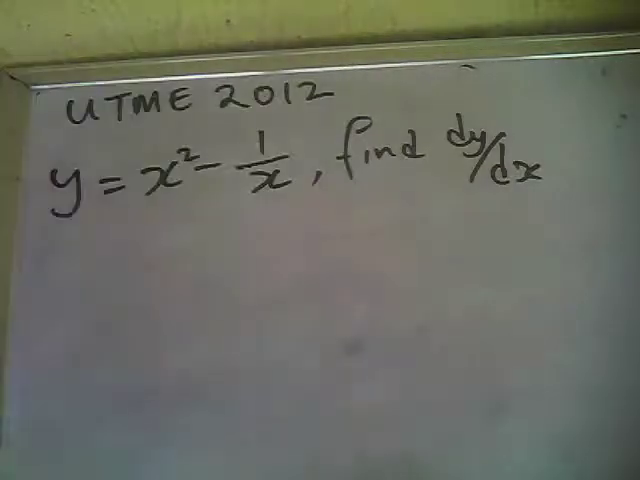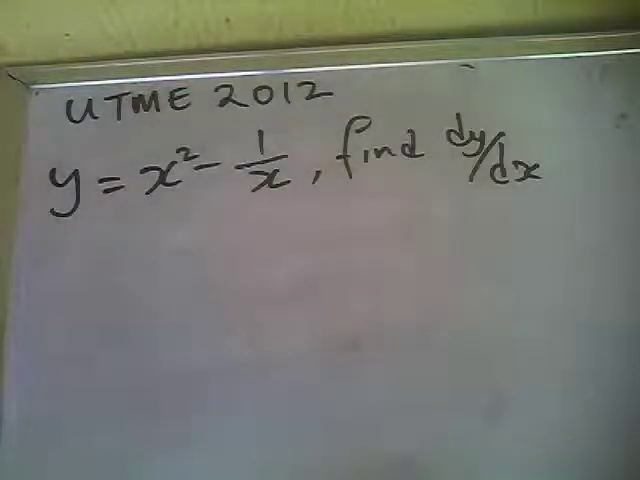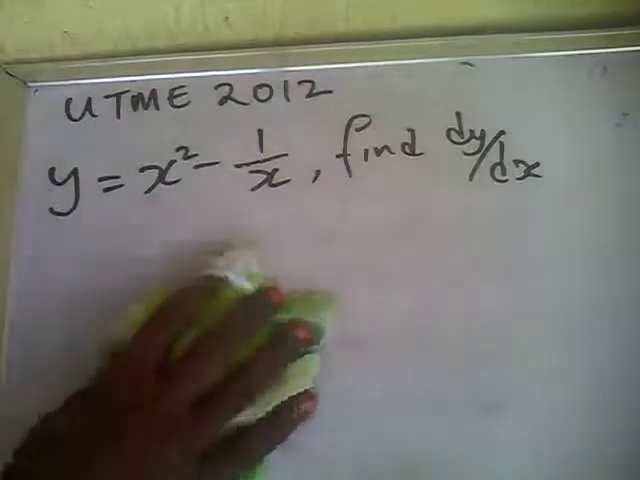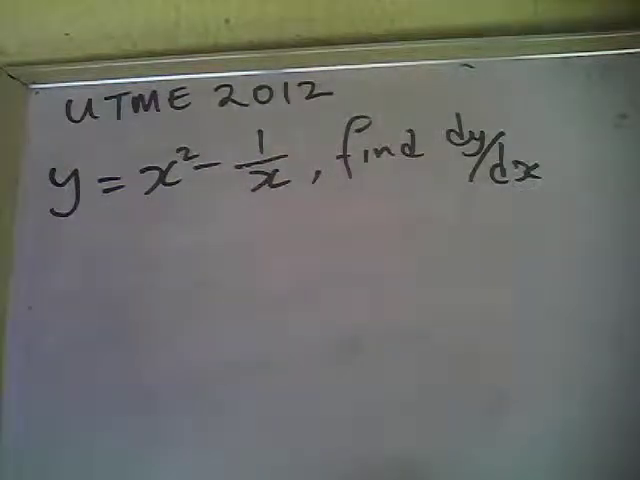You are welcome. We want to look at solutions to questions from UTME 2012, particularly on differentiation. Differentiation means the rate of change of a dependent variable with respect to an independent variable, or you say it is the slope of a tangent to a curve. Now look at the question.